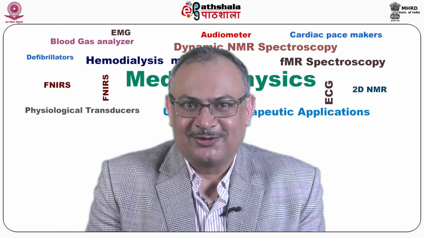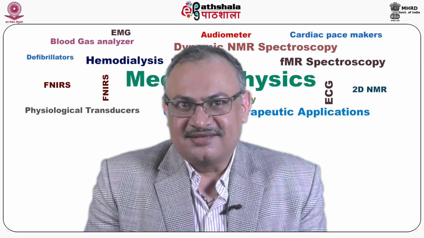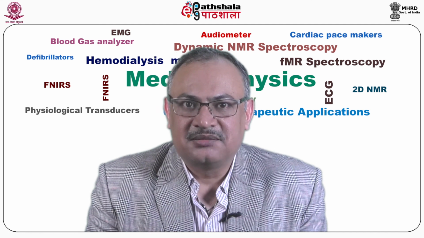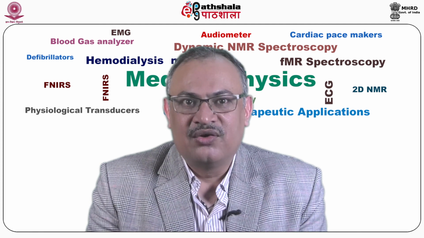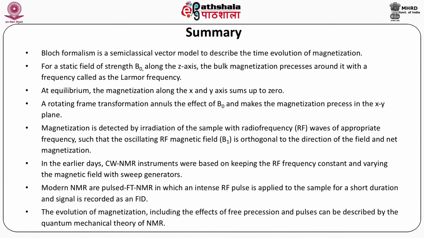So, with this we have come to the end of this module, and to summarize, Bloch formalism is a semi-classical vector model to describe the time evolution of magnetization. For a static field of strength B0 along the z-axis, the bulk magnetization precesses around it with a frequency called the Larmor frequency. At equilibrium, the magnetization along the x and y axis sums up to 0. A rotating frame transformation annuls the effect of B0 and makes the magnetization precess in the xy plane.